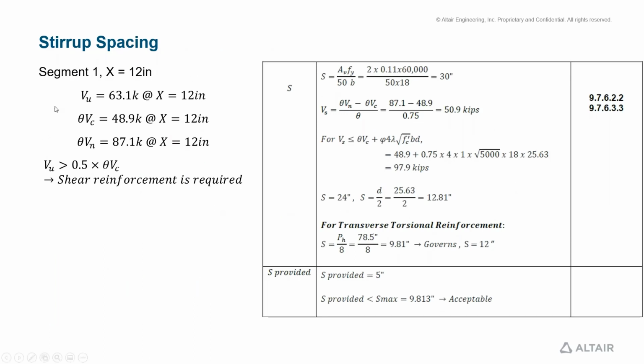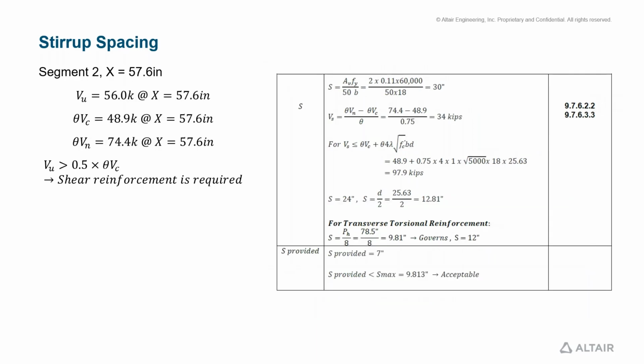Now looking at stirrup spacing. For the first segment, x equals 12 inches, we can see our demand for shear is 63.1 kips and our shear capacity is 87.1 kips at x equals 12. We've noted that shear reinforcement is going to be required. So we've got 5-inch spacing, which is less than the maximum required for segment 1. Similar to segment 2, we just got a different spacing. We have 7-inch spacing here because of the way the shear diagram slopes. We have less shear, so less shear reinforcement demands, so we're getting away with slightly wider spacing.